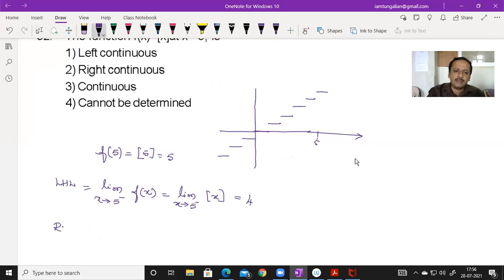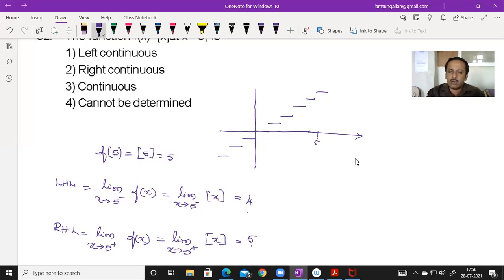Then right hand limit is equal to limit x tends to 5 plus f of x, that is equal to limit x tends to 5 plus step x. X approaches 5 from the right side. That means x may take the value 5.1, 5.05, 5.01, etc. At all those points, step x value is equal to 5. Left hand limit is 4, right hand limit is 5. And therefore, they are not equal, hence the limit does not exist.